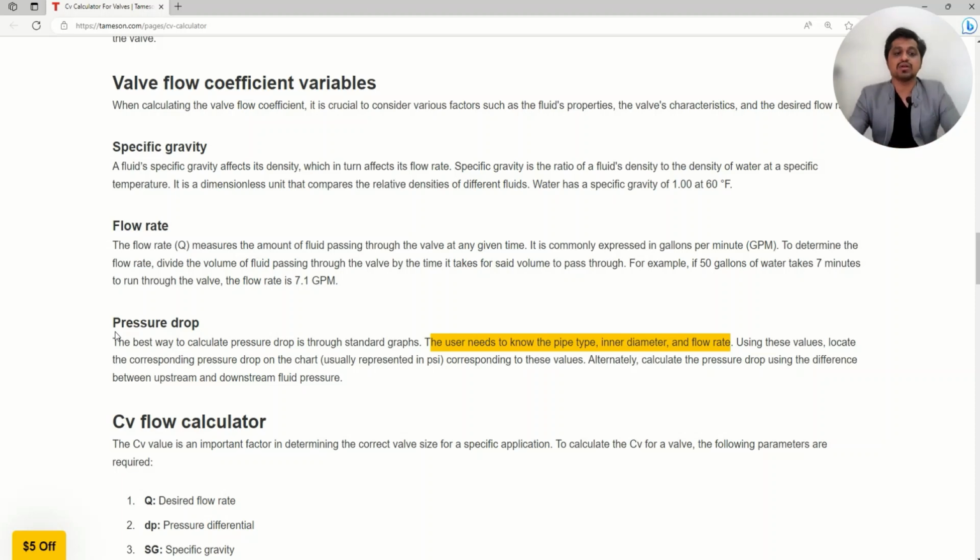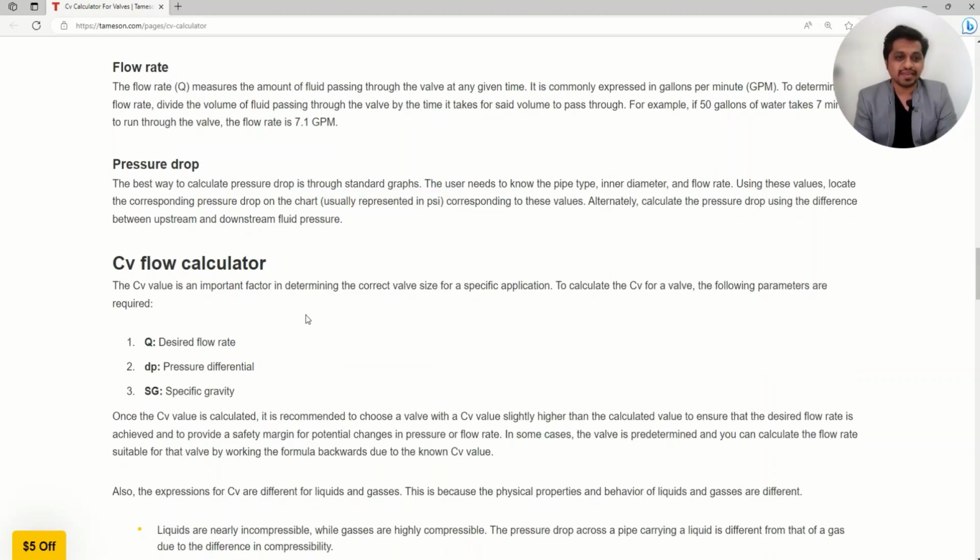Now let's check out the CV flow calculator. What is the correlation, how can we calculate the CV value? We know the variables, so let's check out the relation. The CV value is an important factor for correct valve sizing. The pressure drop charts are also mentioned in the catalogs. We will check out those. We have Q, the desired flow rate, the pressure differential, and the specific gravity.